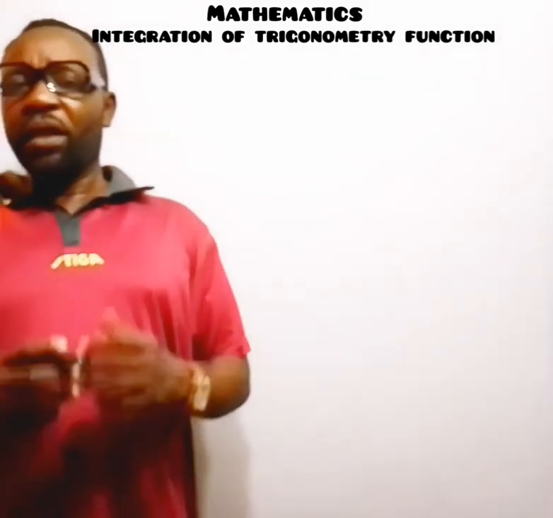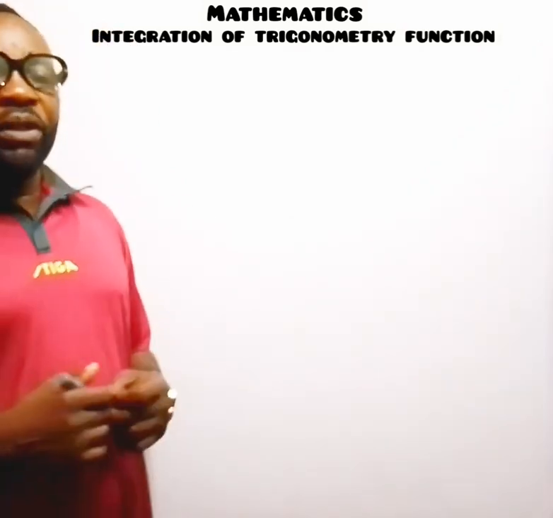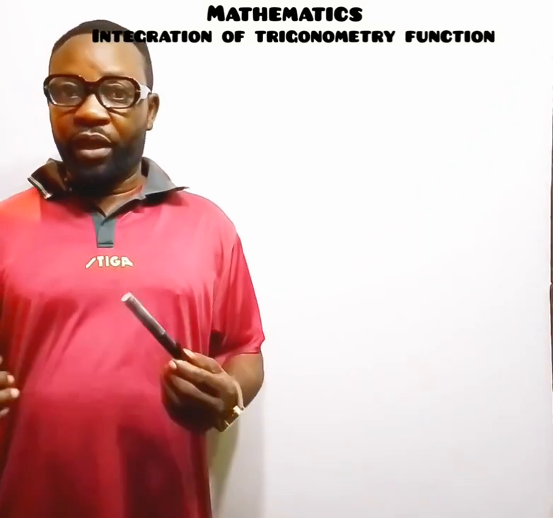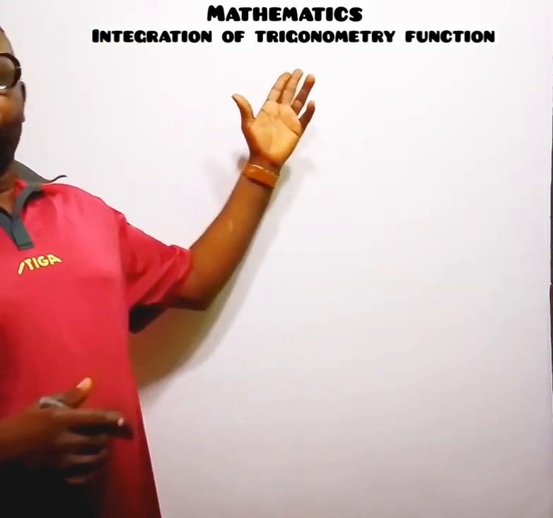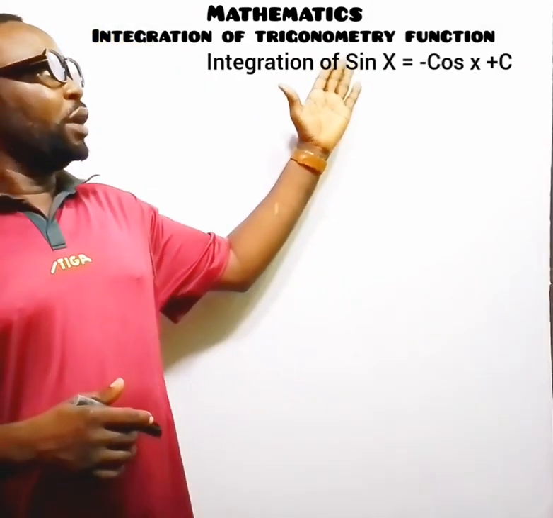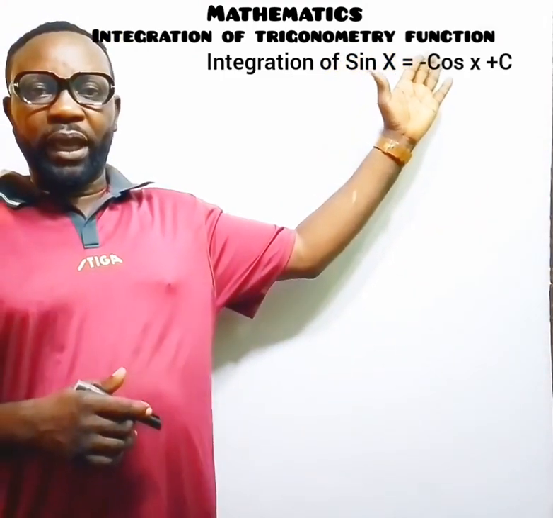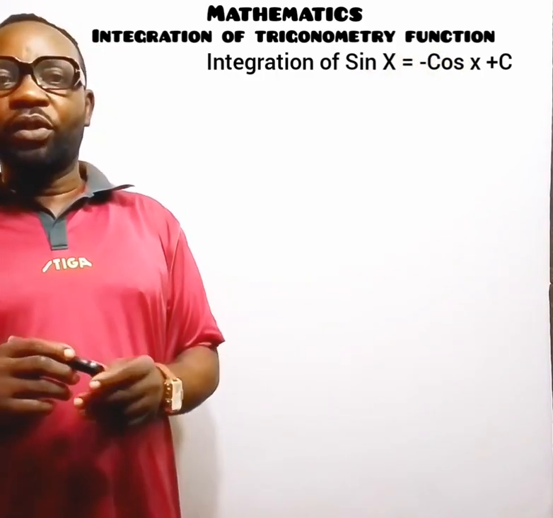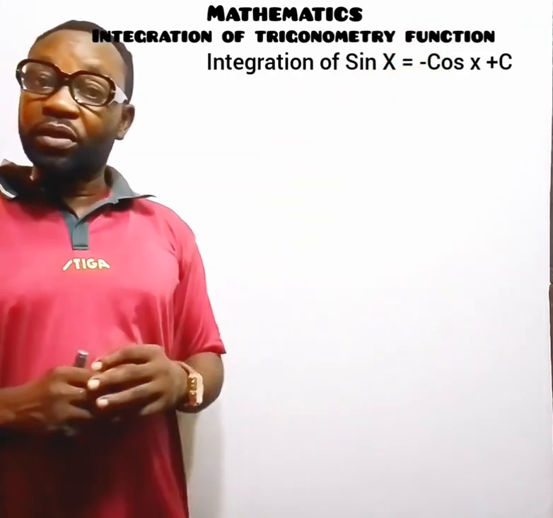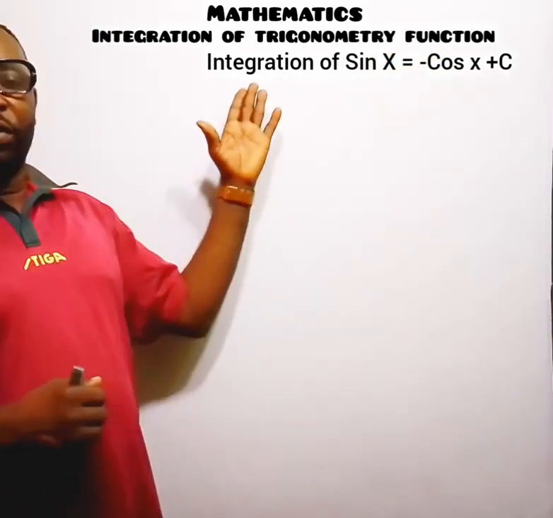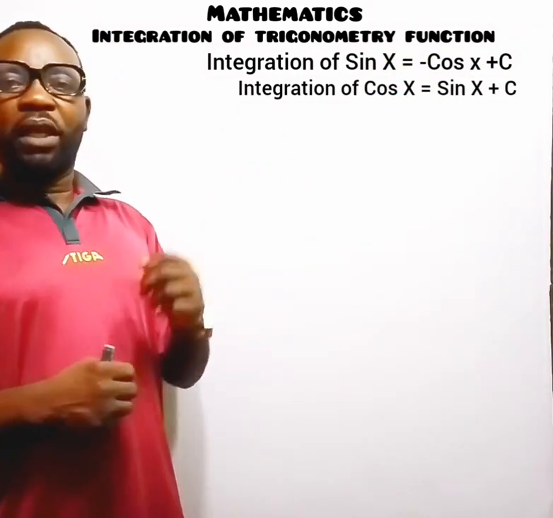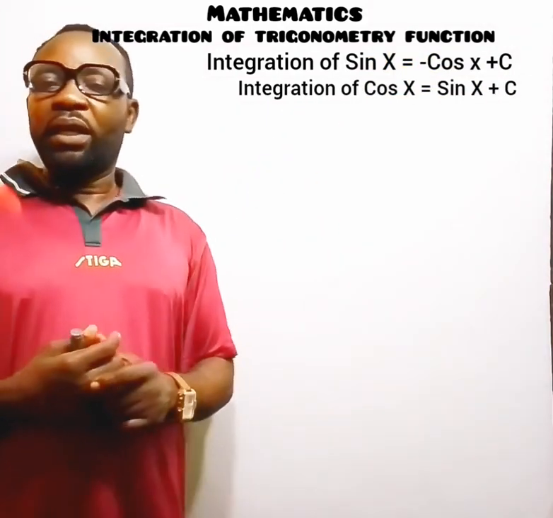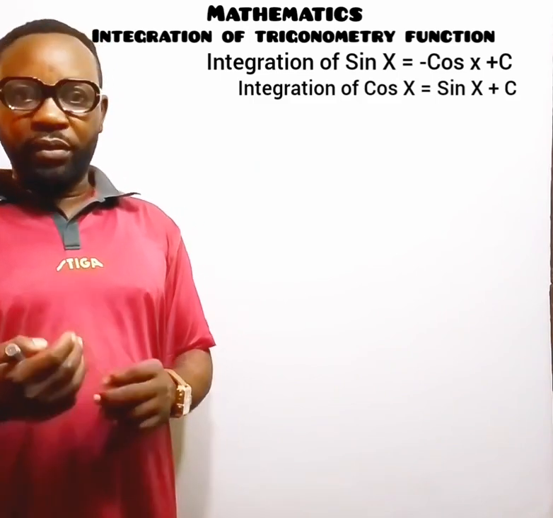Now, for the sine integration, I'm going to take x as my variable here. The integration of sine x will be equal to minus cos x plus c. Don't forget that to every integration, you must add your constant value. The c there is the constant value we are adding to it. Also, the integration of cos x is equal to sine x plus c.